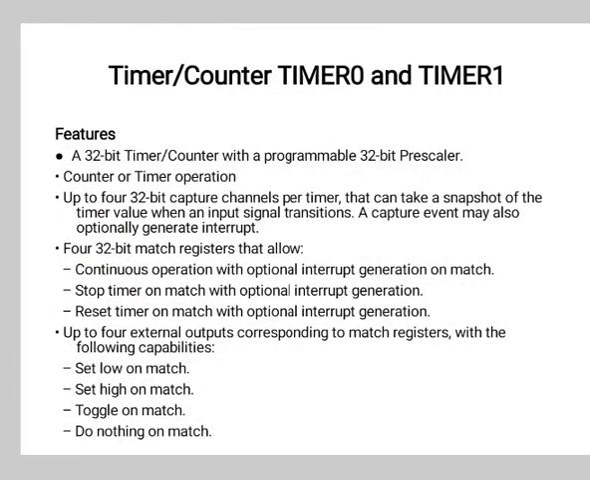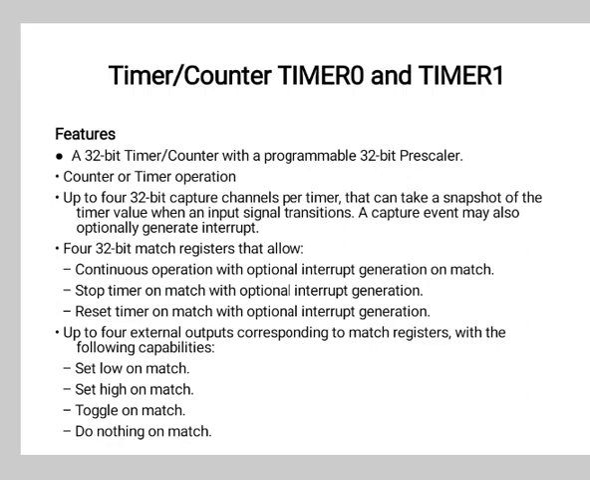Next is the timer counter, or timer 0 and timer 1. Now the features of timer 0 and timer 1: it has a 32-bit timer counter with a programmable 32-bit prescaler. The counter or timer operation supports up to 4 32-bit capture channels per timer that can take a snapshot of the timer value when an input signal transitions.